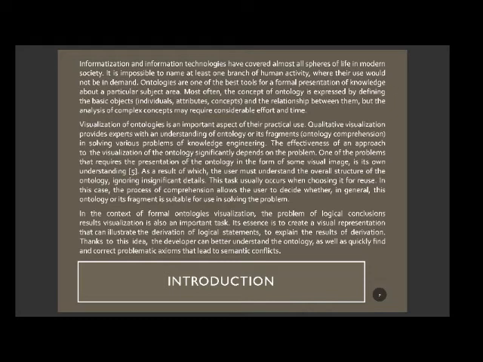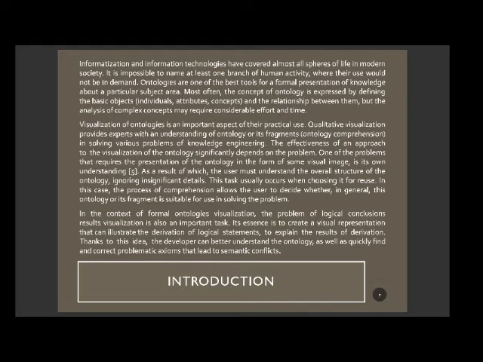One of the problems that requires the presentation of the ontology in the form of some visual image is its own understanding, as a result of which the user must understand the general structure of the ontology, ignoring insignificant details. This task usually occurs when choosing it for use. In this case, the process of comprehension allows the user to decide whether in general this ontology or its fragment is suitable for use in solving the problem.